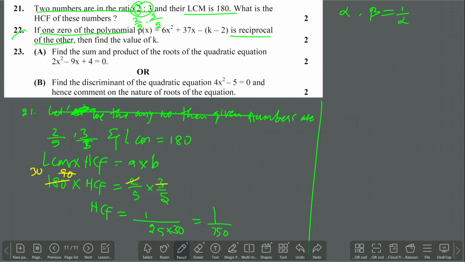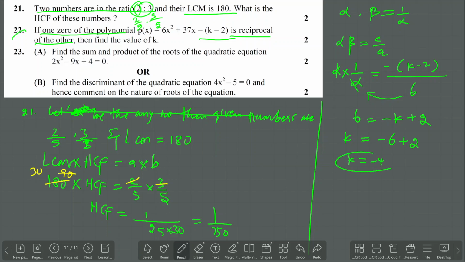So when I take alpha into beta, it will cancel very easily. That is c by a. Alpha value alpha, beta value 1 by alpha. C value is the whole constant, minus of k minus 2, divided by a value 6. Alpha alpha will be cancelled. Cross multiply by 6: minus k plus 2. Then k you bring this side, plus k. 6 when I send opposite, minus 6 plus 2. Then k equals minus 4. That is the required answer. Do you understand? 2 marks, we can score very easily.